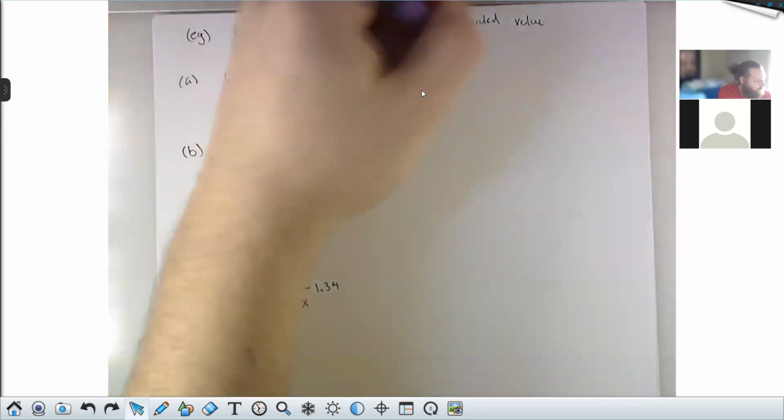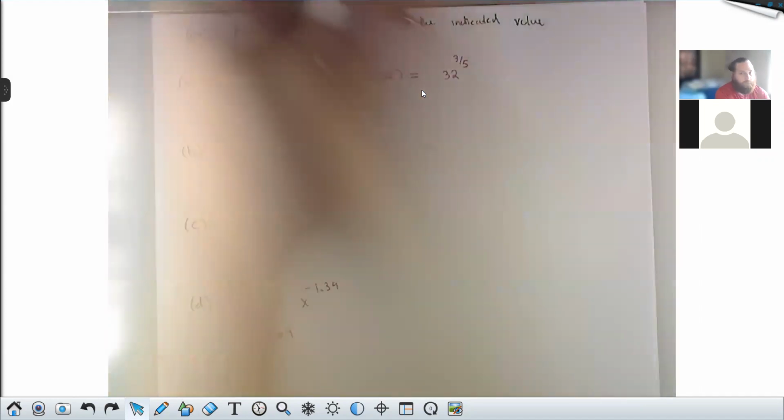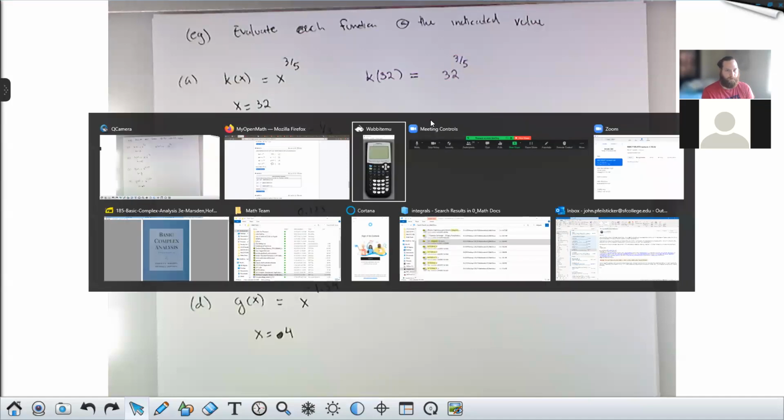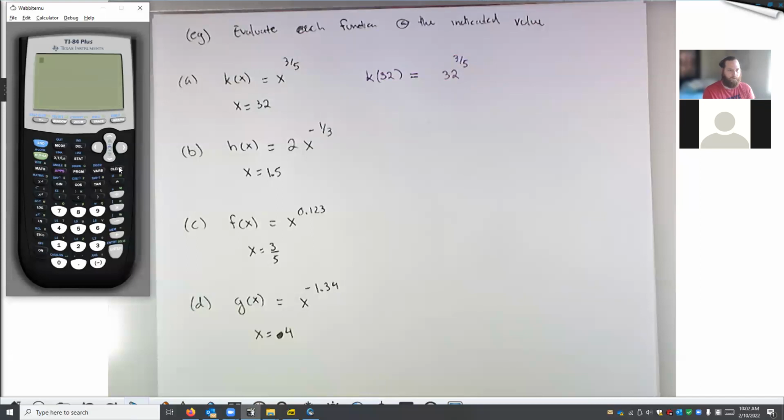32 raised to the power 3/5. And that 3/5 power is a strange power. But this is actually going to come out really nice. Remember that the 5 downstairs here is a 5th root. And 32 happens to be a perfect 5th power. 32 is 2 to the 5. So when we take the 5th root of 32 and then cube that, we're going to get 2 raised to the 3, or 8. I can show you how to do this in the calculator as well.